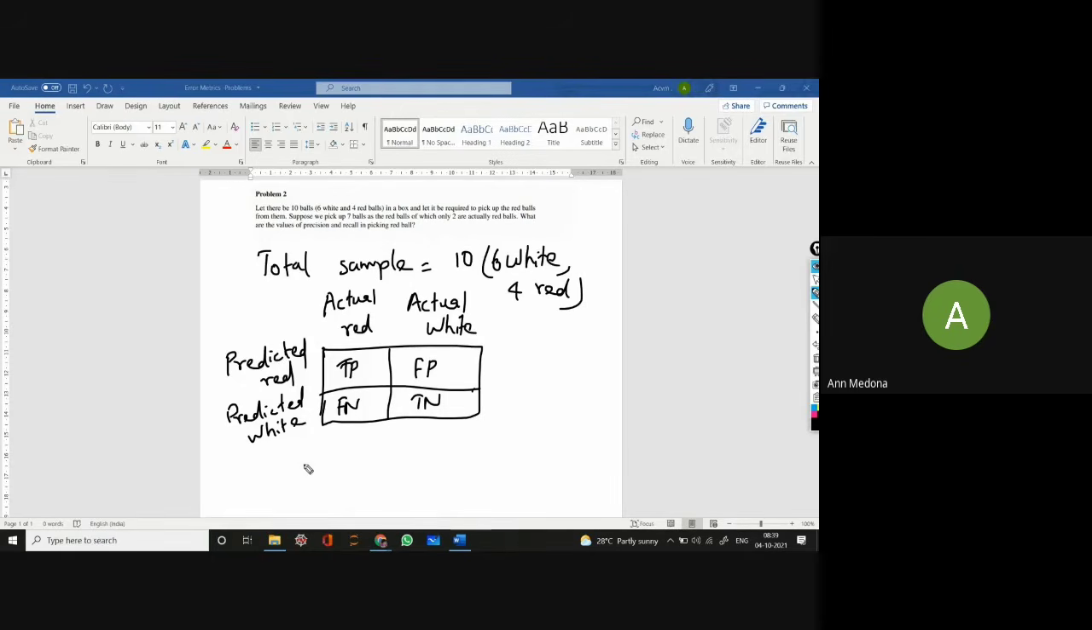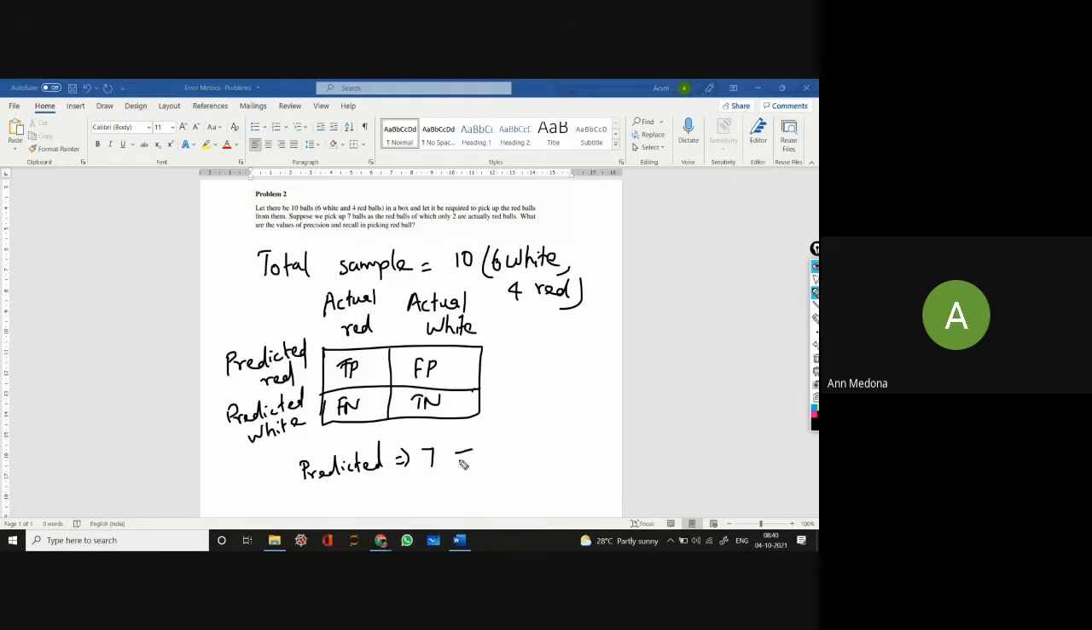Okay. So we are predicting 7, predicted thing is equal to 7. We have picked up 7 balls. Okay. So our task is picking up the red balls. So here the condition is given. Suppose we pick up 7 balls as the red balls, of which 2 are actually red. So we have predicted 7 balls as red balls.